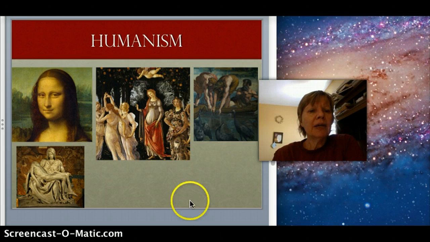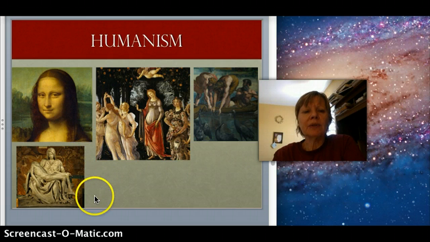Now, on this page, you can see some of this reflected. The Mona Lisa by Leonardo da Vinci, you recognize, I'm sure. The Pietà is a famous sculpture by Michelangelo. This is a part of Botticelli's Primavera, and on the far right is a detail from one of Raphael's paintings that's called The Miraculous Draught of Fishes.